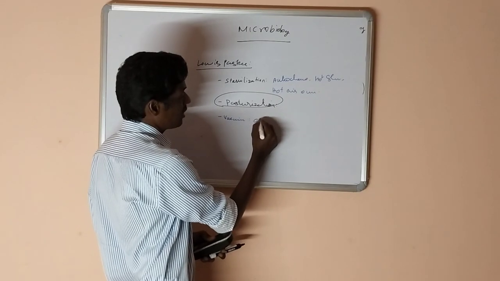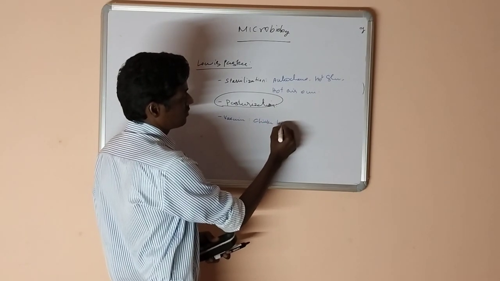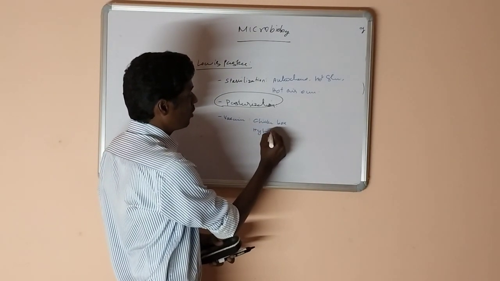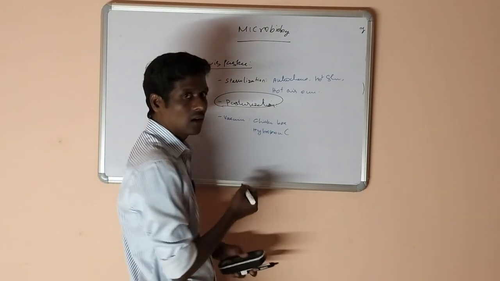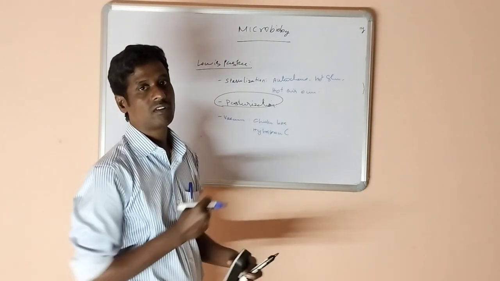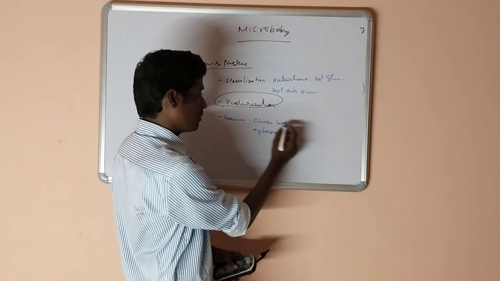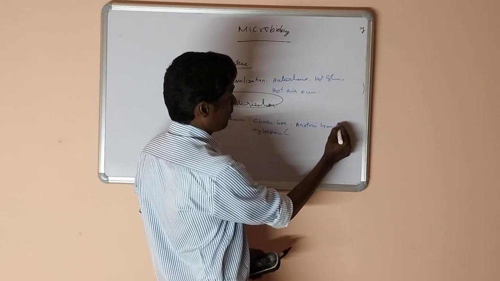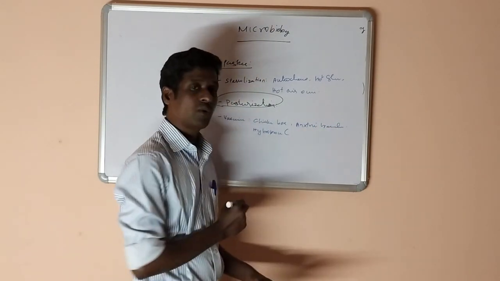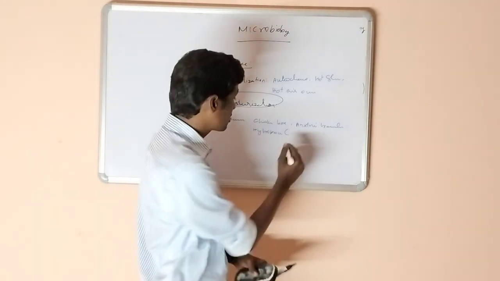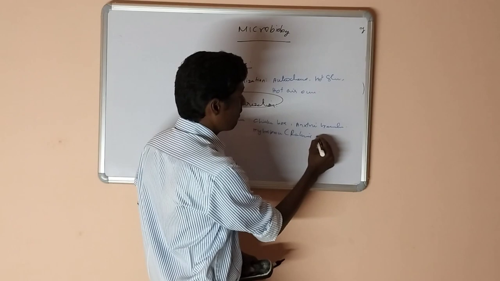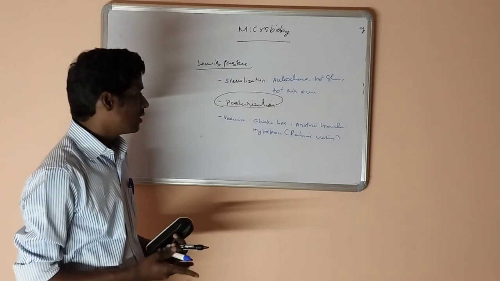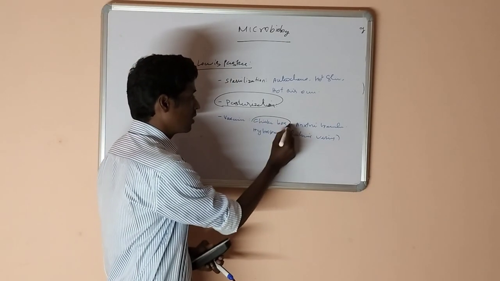He developed the vaccine for chicken cholera and hydrophobia. That is, he developed the vaccine for chicken cholera and anthrax bacilli vaccine. Next is hydrophobia. It's a virus, the rabies virus. He developed the vaccine. Now we'll talk about chicken cholera.